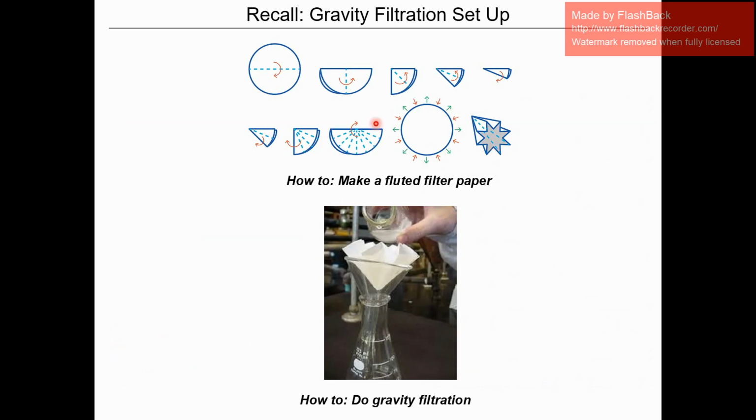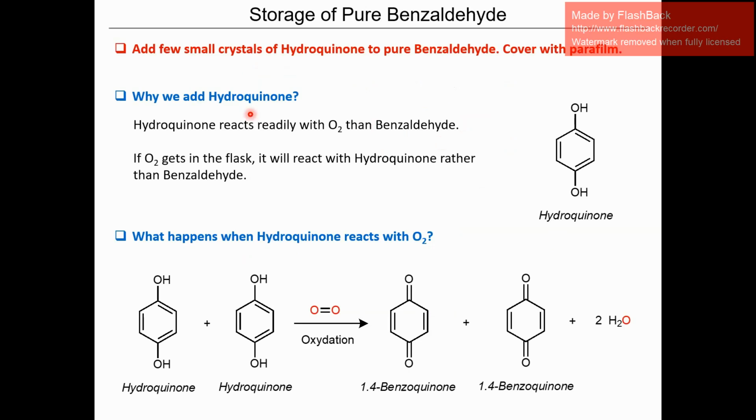This is just a reminder in case you forgot how to use a filter paper. This is how you do the setup to use it. And this is how you should do the gravity filtration. It's a very easy technique. So once you're done and you did the filtration, you should have pure benzaldehyde.